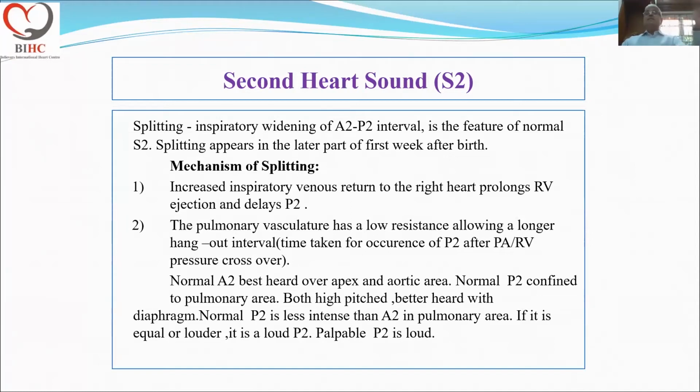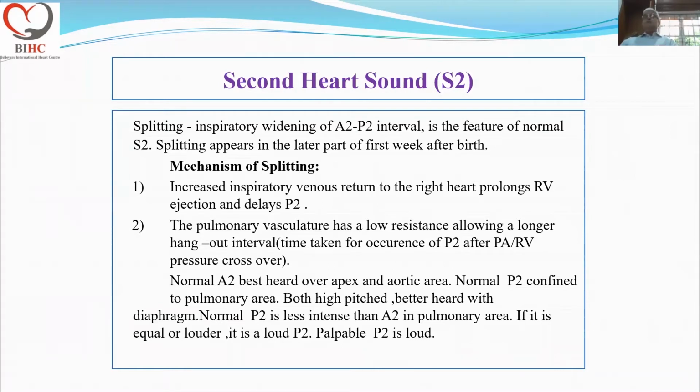With regard to the second sound, the most important aspect that we need to make out is splitting. Remember, the splitting is not audible, meaning the second sound is single, in the first few days of life. It is by the 5th or 6th day in the neonatal period that the split becomes audible, which means the P2 becomes audible. You know that the neonatal pulmonary vascular resistance is high because the fetal PVR is high and it has to drop. So for the PVR to drop to a level that makes the P2 audible takes a few days. And why does the splitting occur at all?